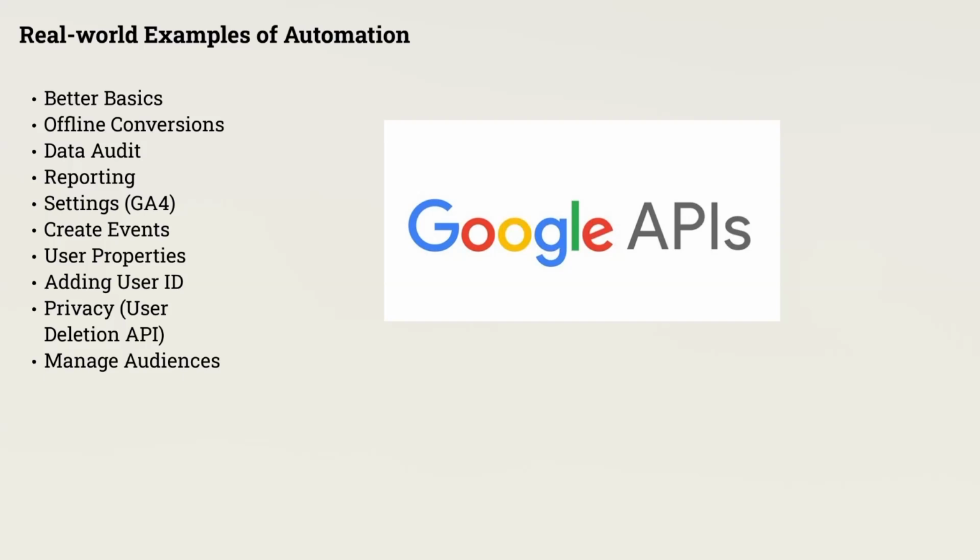So using things that are connected to admin, but also using things that are not connected to the admin, more connected to data, like setting up reporting, creating the events, adding user properties or user IDs, being able to use this user deletion API in order to get rid of data if someone reaches out and says, hey, I don't want my data collected by your site, I changed my mind, whatever.